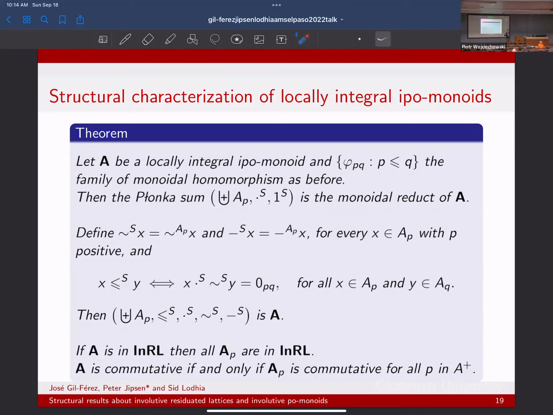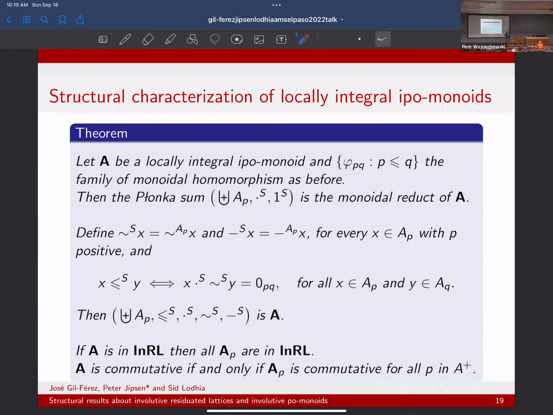Plonka sums preserve what are called regular identities, and you can replace commutativity here with any regular identity, and it will be preserved from the components to the whole algebra. Regular just means that the identity has all variables that appear on one side also appear on the other side.